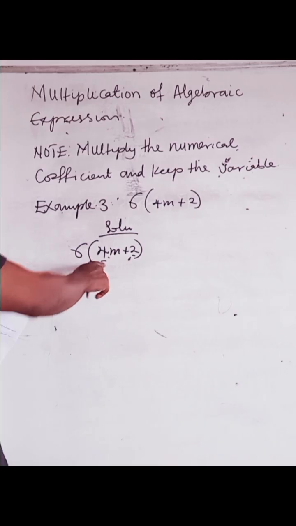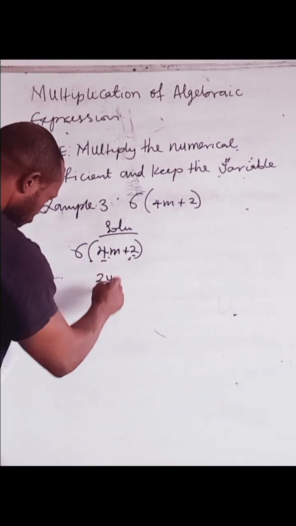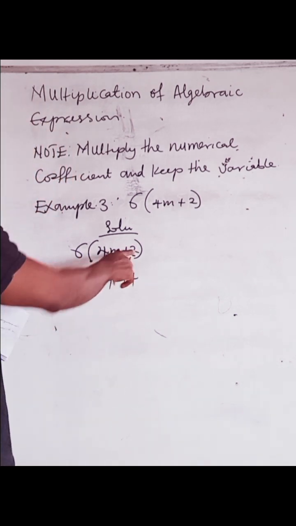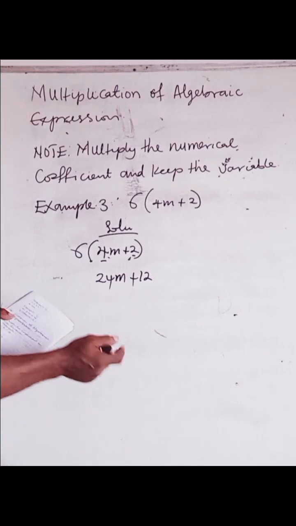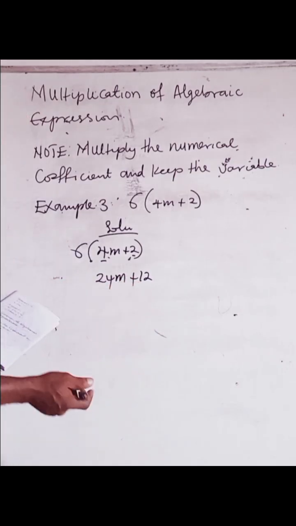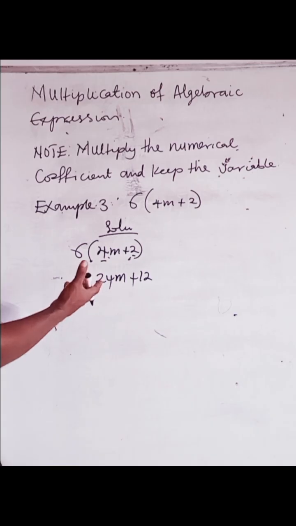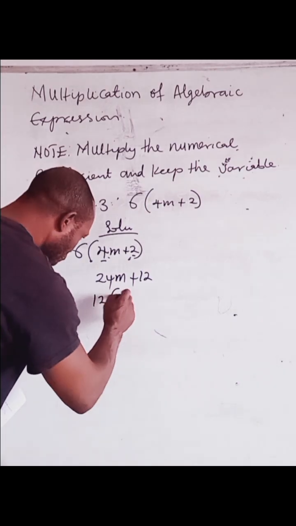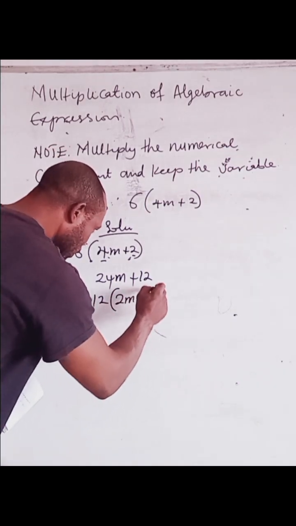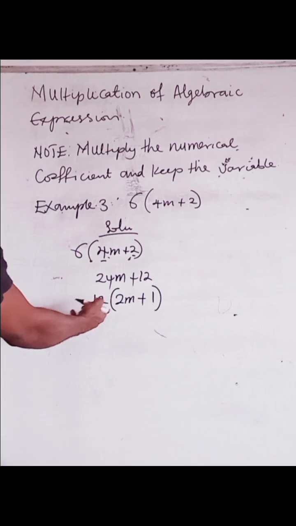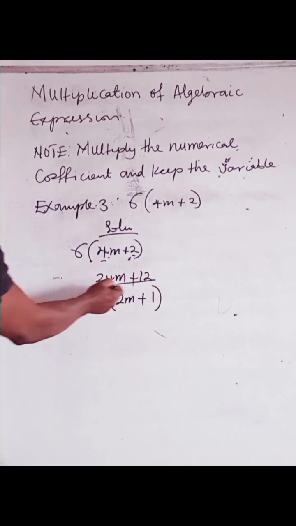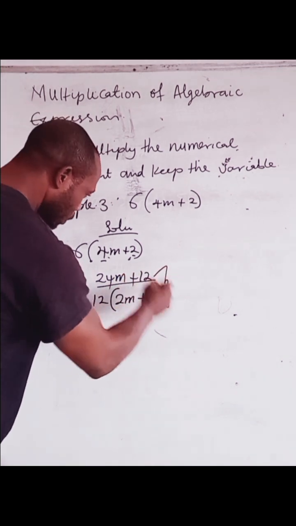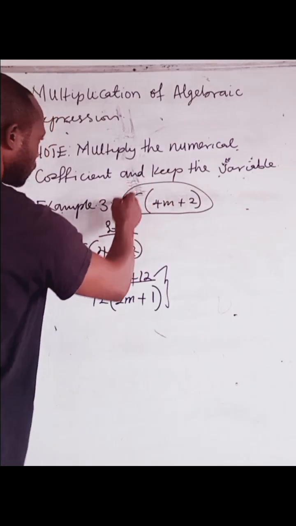Therefore, 6 multiplied by 4 is 24. We keep the variable, 24n, plus 6 multiplied by 2, 12. So the expression is 24n plus 12. But I can go further to simplify this. The expression becomes 12 multiplied by 2n plus 1. And if you use 12 to multiply everything inside the bracket, you're going to get back 24n plus 12. So either of these two is the solution to this expression.